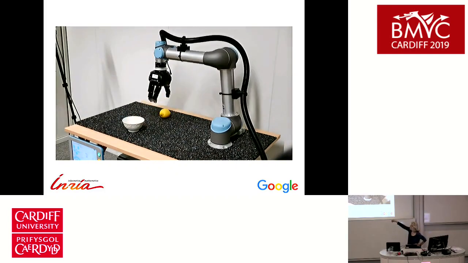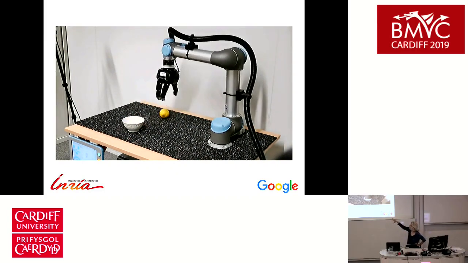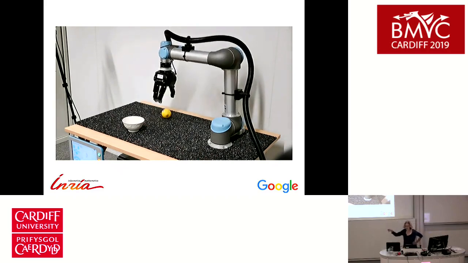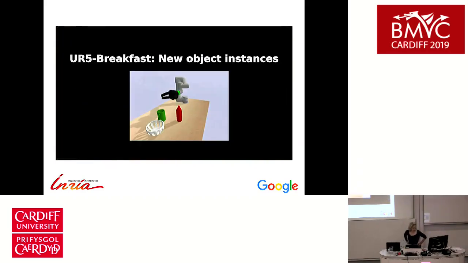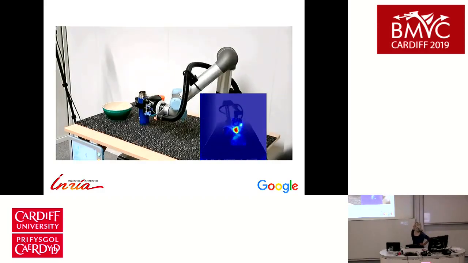You have seen that if it doesn't manage to pick up the objects immediately, it executes the skill again, based on the RL, and then puts it in the bowl. We can also generalize to new object instances.